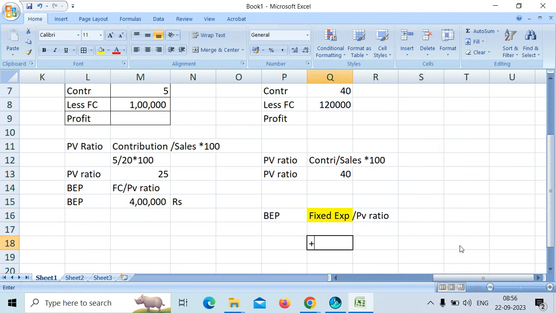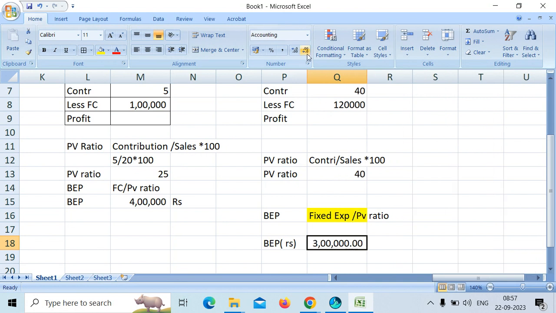So fixed expenses is 1,20,000 divided by PV ratio 40%. I'll get 3 lakh rupees as BEP. Answer in rupees as BEP. You can complete these two questions, then I'll take third one.